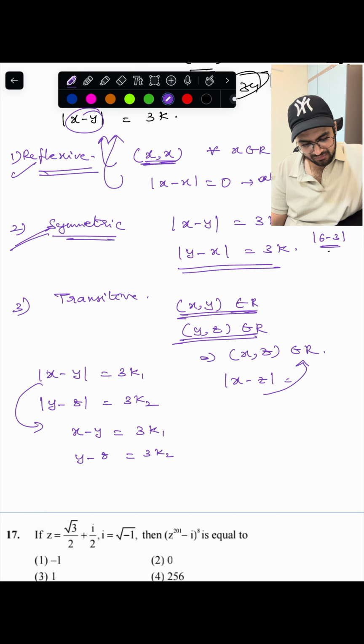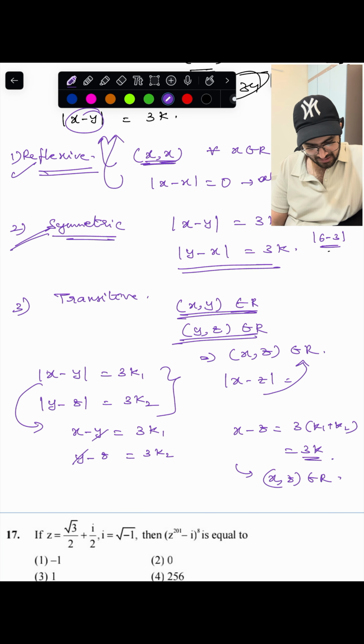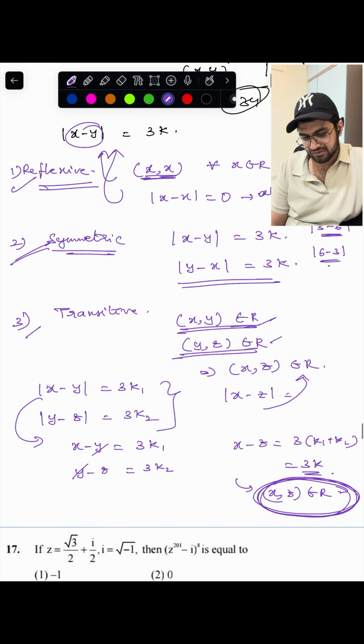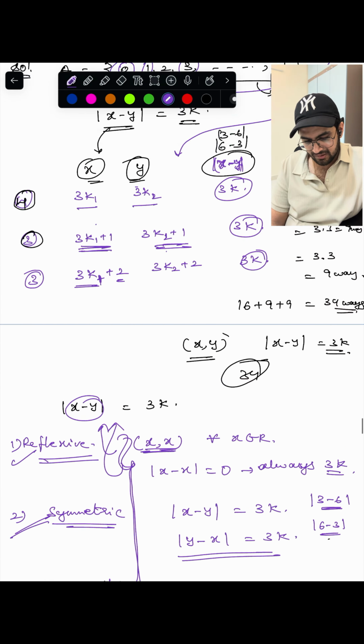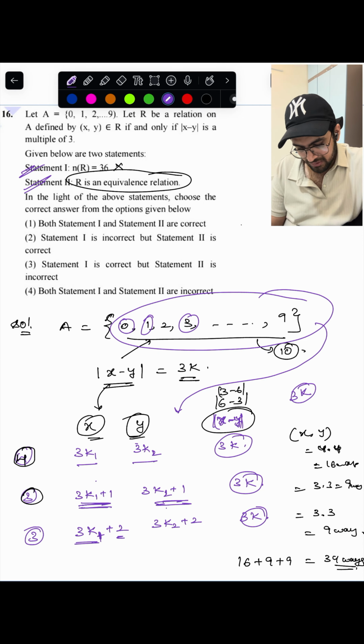If I add them up, the y and minus y will cancel out. I will get x minus z equals 3 times some k1 plus k2, again of the form 3k multiple, which indicates that x comma z will also be in the relation if these two are in the relation. That means if x comma y and y comma z are in the relation, then x comma z will also be in the relation. So it is also transitive. If all three properties are satisfied, then the relation is an equivalence relation. So this is true. Statement 1 is wrong, but statement 2 is correct.